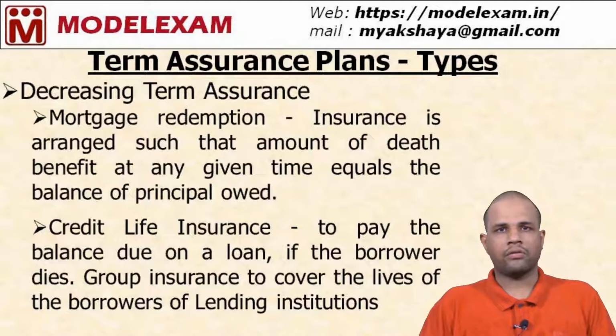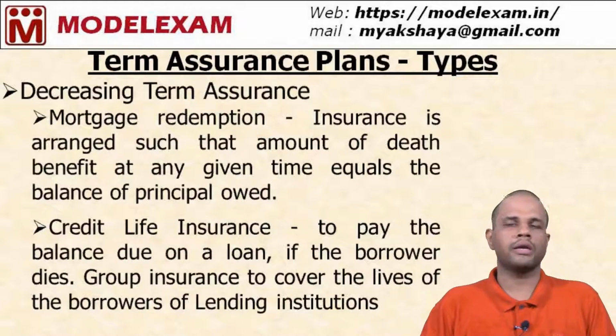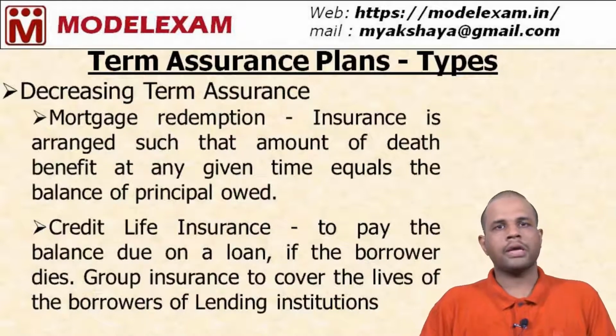Term assurance plans types. Let us start with decreasing term assurance. It is a special type of term assurance. Here we have two types: mortgage redemption insurance and credit life insurance. Mortgage life insurance or mortgage redemption insurance is generally used to cover housing loans.